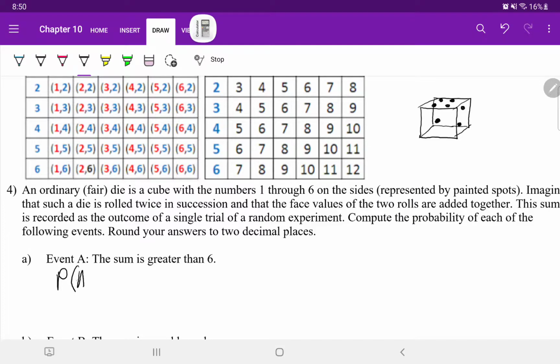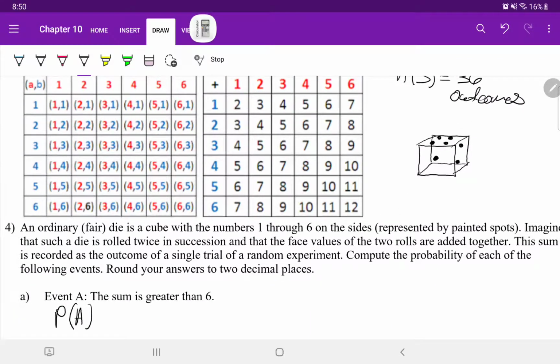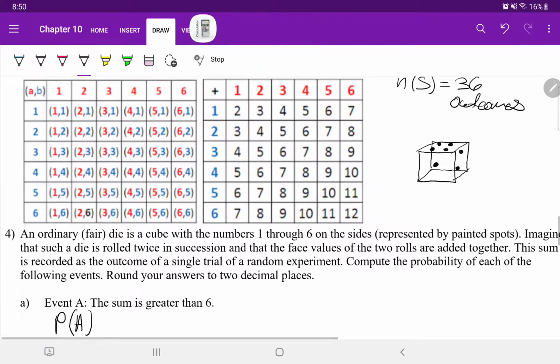Once again, A has been defined as the sum greater than 6, which means when I add the two numbers together, it gives me a sum that is greater than 6. I'm going to use the table to the left first, and then I'm going to show it on the right. Pairs that add up to a number greater than 6. That's going to be 6 and 1, because 6 plus 1 is 7, and that sum is greater than 6. 5 and 2, 6 and 2. Add them together. 5 and 2 gives us a sum of 7. 6 and 2 gives us the sum of 8.